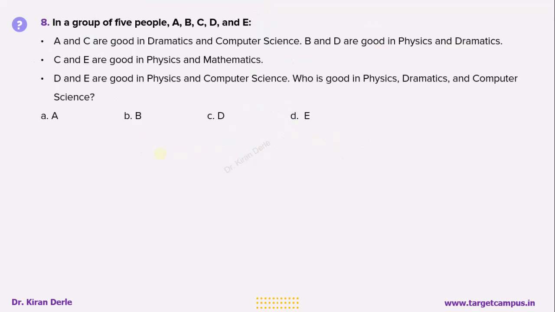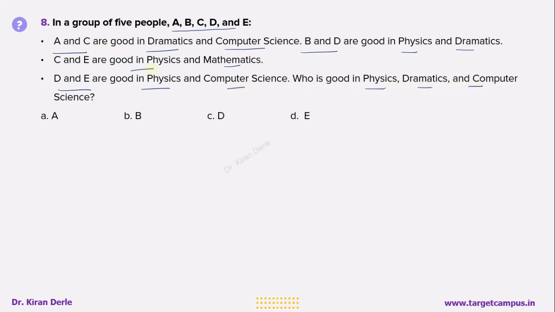Simple. In a group of 5 people, A, B, C, D, E: A and C are good in dramatics and computer science. B and D are good in physics and dramatics. C and E are good in physics and mathematics. D and E are good in physics and computer science. Who is good in physics, dramatics and computer science?